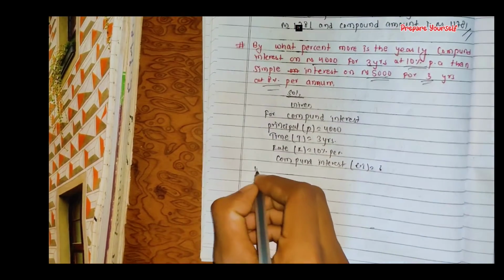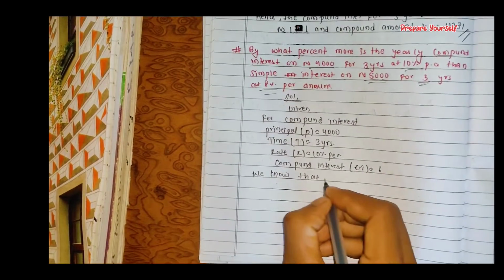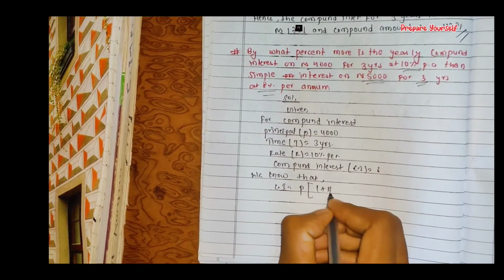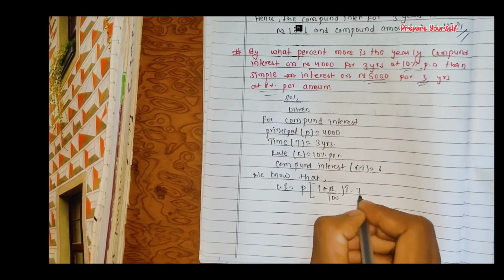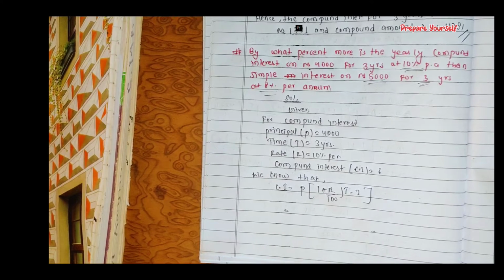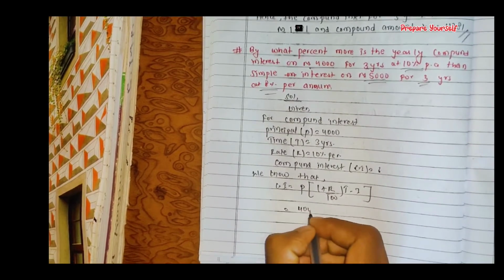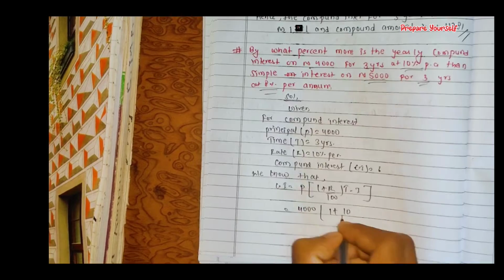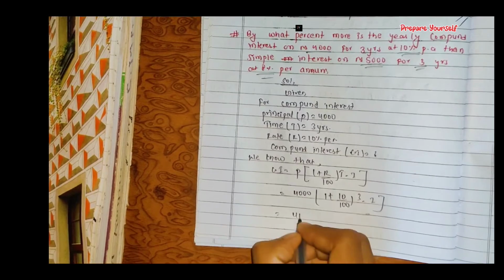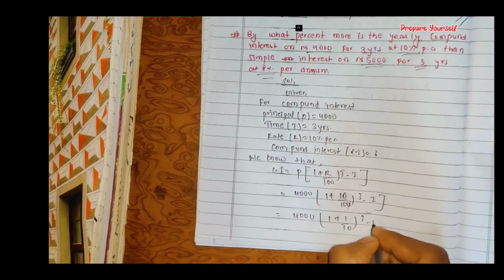So we know that compound interest equals P into (1 plus r by 100) power t minus 1. Okay, so this is the formula for compound interest annually. And semi-annually this will be 200 and this will be 2t. Okay, so the principal is 4000 and the rate of interest is 10 by 100, power 3 minus 1. Okay, so now 4000 into (1 plus 1 by 10) power 3 minus 1.